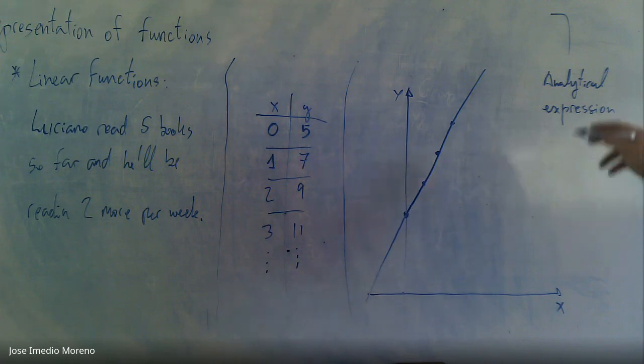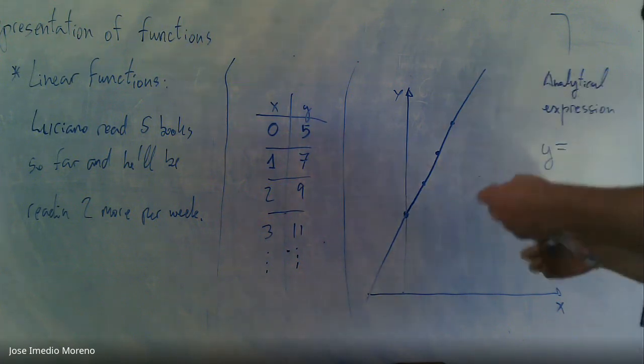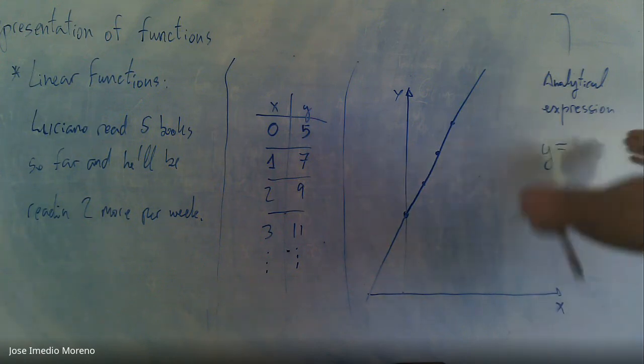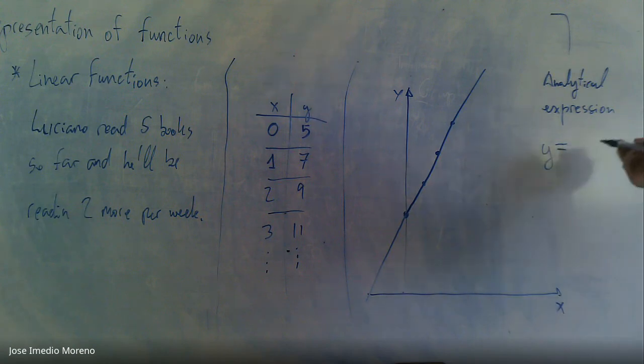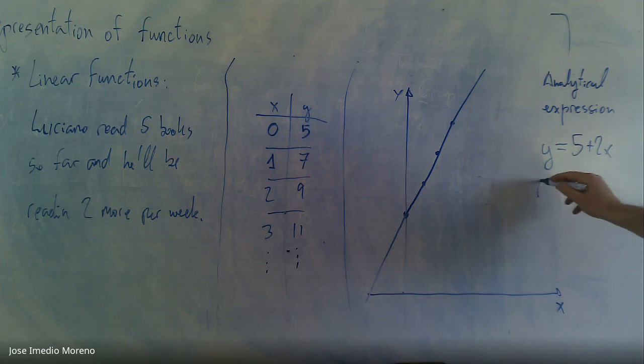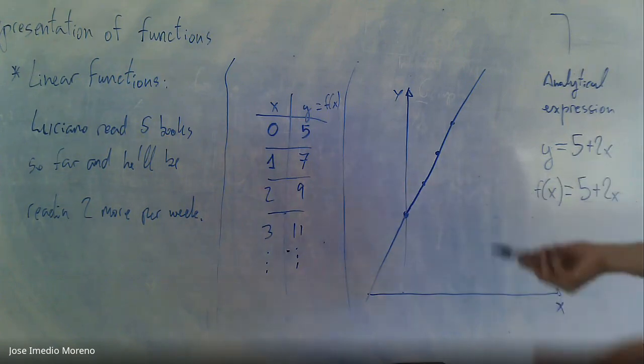And this is what we will learn next week, how to infer and write this equation, even though you know that from previous bimesters. In this case, this is going to be 5 plus 2x. And I can express this also as f of x. Y and f of x are the same. f of x means function of x.